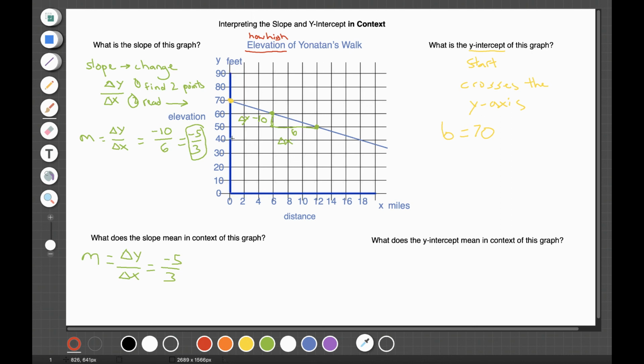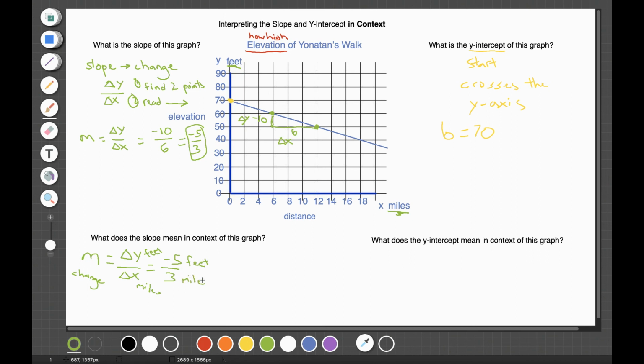Okay, well, let's see. The slope, remember, this is our change. So that's the important thing to think about. We do know that it's the change. So, well, he's walking, right? And he's walking every mile. So that's important, that the x is going to be miles. So let's think about that for a second. It's miles. And our y is changing, and it's our feet. That's our elevation. So our y is our feet. Well, so let's just apply those units to our slope. So it's -5 feet over 3 miles.